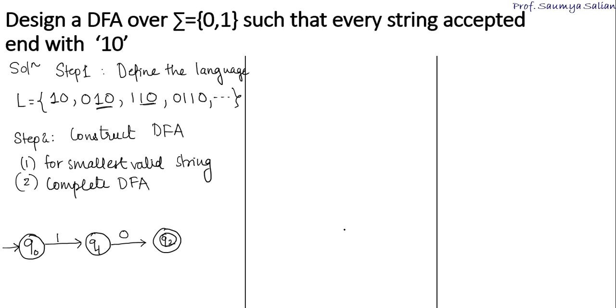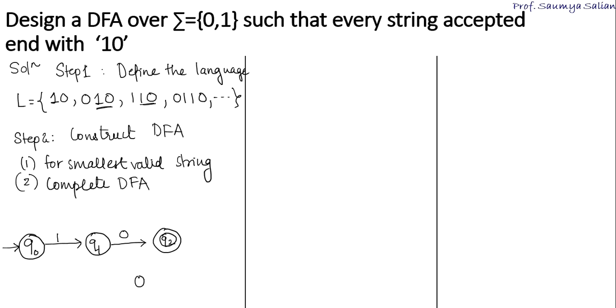Fine. Next step is to complete the DFA. When I say complete the DFA, it means what? Every state has to respond to the inputs in the alphabet set. Since it is a deterministic finite automaton, every state has to respond to the inputs. Now Q0 has already responded to input 1, right?